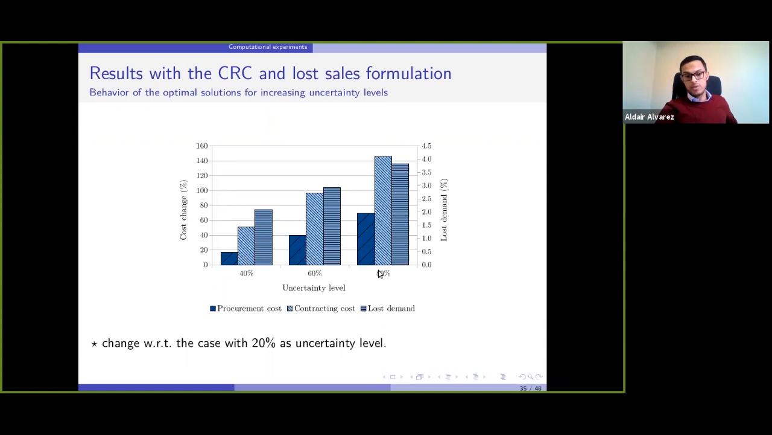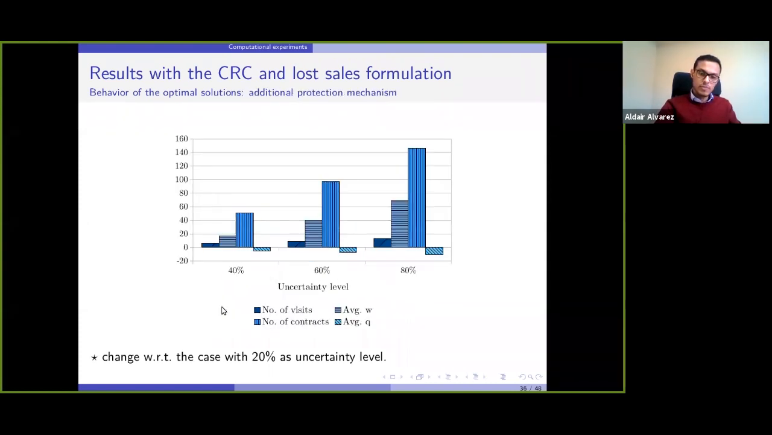But we see that the contracting cost is growing faster than the procurement cost, that the capacity that you actually use is growing slower than the capacity that you reserve in the first stage. So this is an important observation to notice. And again, for increasing uncertainty levels, the protection mechanism that we observed before, consisting of increasing number of visits, the coverage, we're increasing that. We also increase the number of contracts that you use in the first stage. So that's now also part of the protection mechanism of the solutions.